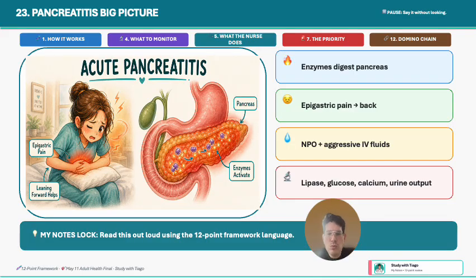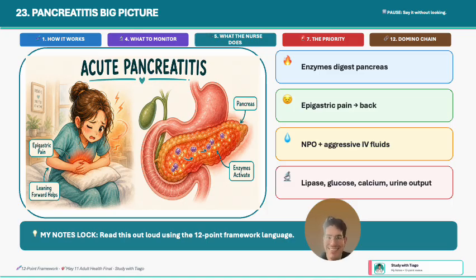Okay. Pancreatitis, inflammation of the pancreas, okay? The simple picture is that digestive enzymes activate too early and start injuring the pancreas itself. That explains why pancreatitis can be so painful. The classic pain is severe epigastric pain that may radiate to the back. The patient may have nausea, vomiting, fever, tachycardia, abdominal tenderness, and may look very uncomfortable. Yeah? Common causes include gallstones and alcohol-related injury.